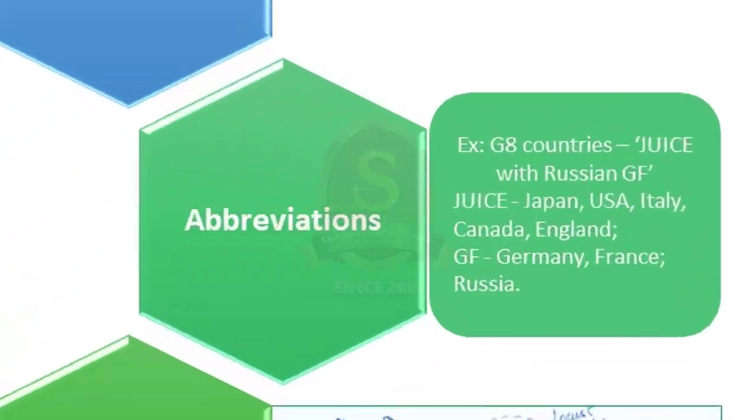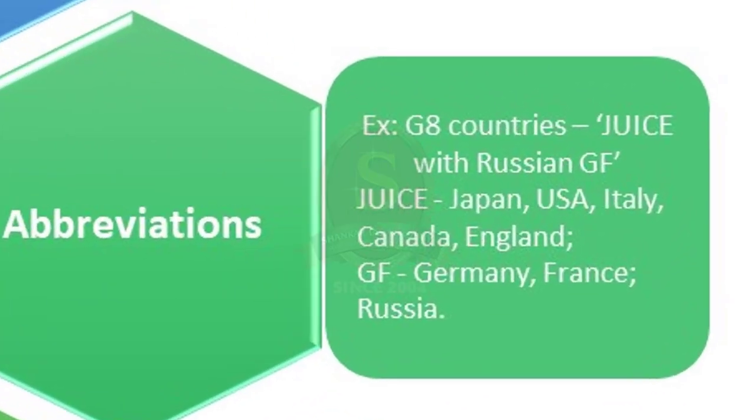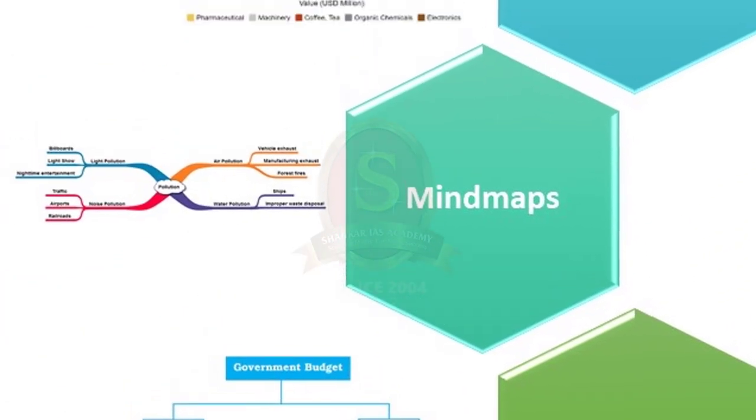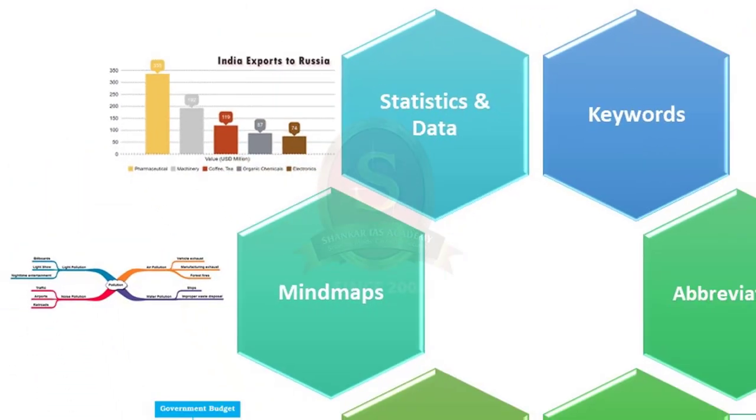Now next, will you be writing whatever you see? Like, if the statement says this report has been released by World Bank, will you be writing like this? No, because if you write like that, you'll be noting down whatever is there in the original source. Rather, you just have to write like, published by World Bank. This will be the short method. So here you'll be using keywords, abbreviations, diagrams, flow charts, mind maps, and statistics and data. And this is how you'll make your notes concise.